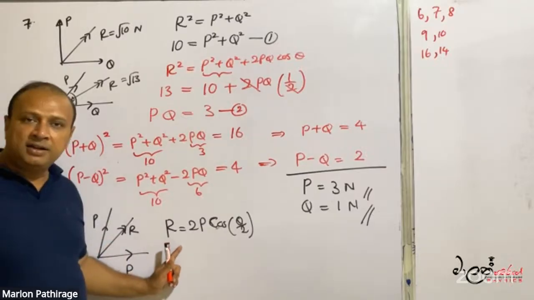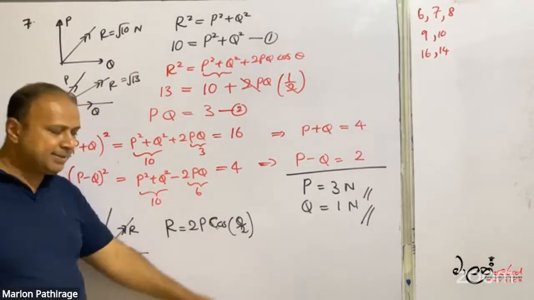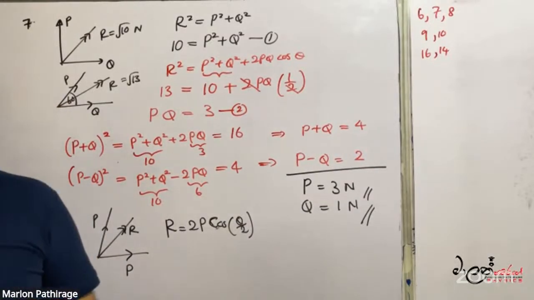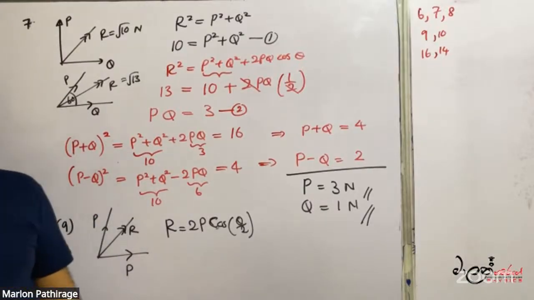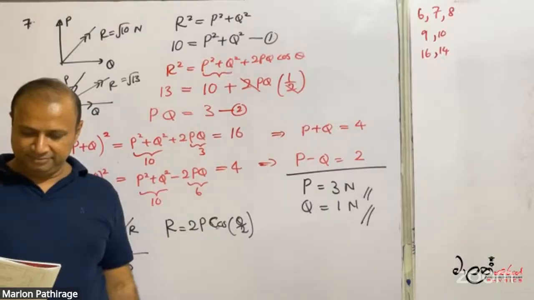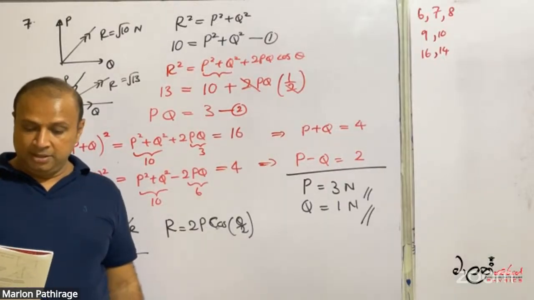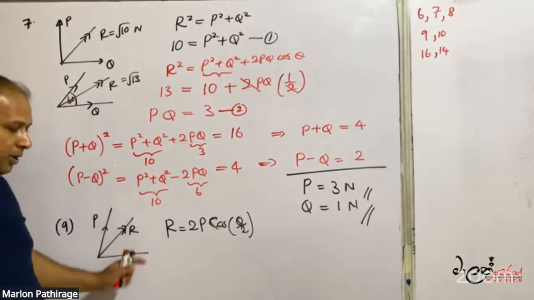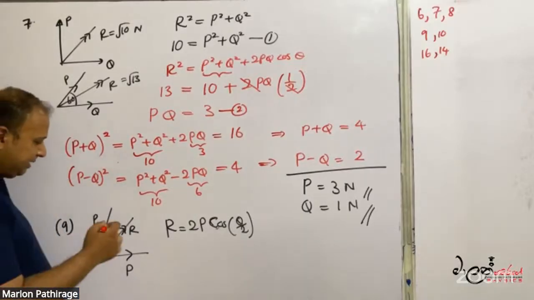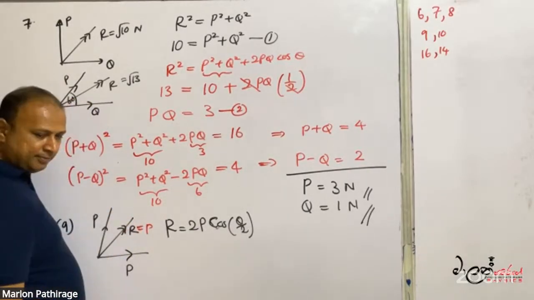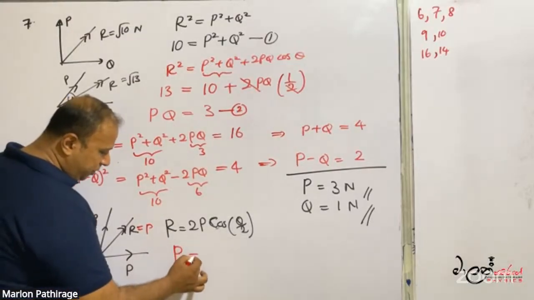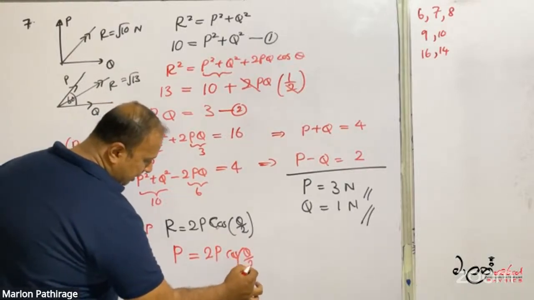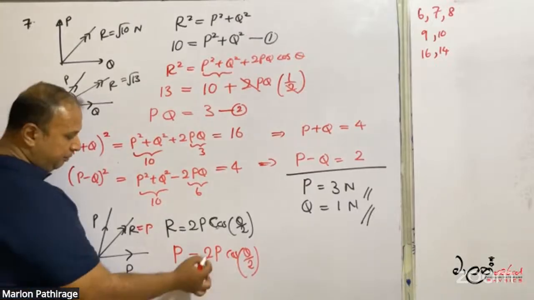So how to take the resultant force? The resultant force is equal to 2P cos theta over 2. Now look at this one. The resultant force is equal to the magnitude of one force, which means this one is also equal to P. That means P equals 2P cos theta over 2. P and P will be cancelled out.